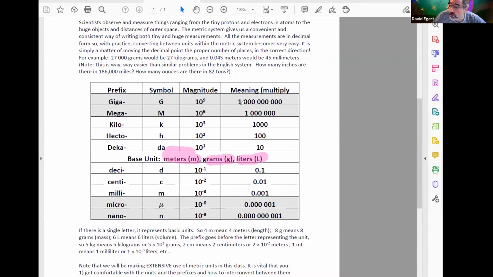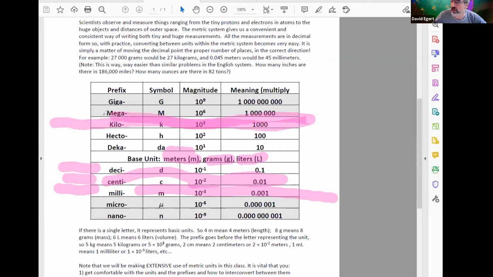Okay, then there are the multipliers. Deci, 1/10. Centi, 1/100th. We'll use centimeters a lot. Milli, 1/1000th. We'll talk about millimeters, milliliters, milliosmolar. Whenever you see that word milli, it just means 1/1000th. So if I have 1 milliosmolar, that's the same as 0.001 osmolar. On the other side, things getting bigger, times 1,000 would be kilo.